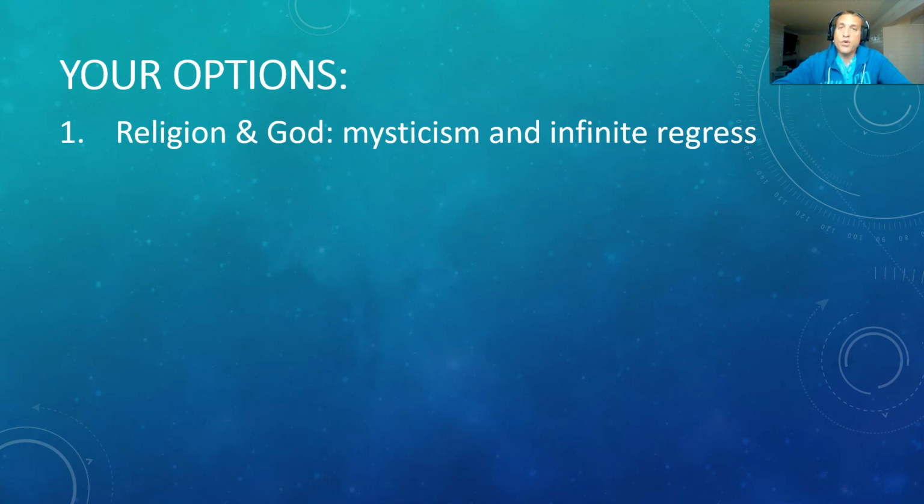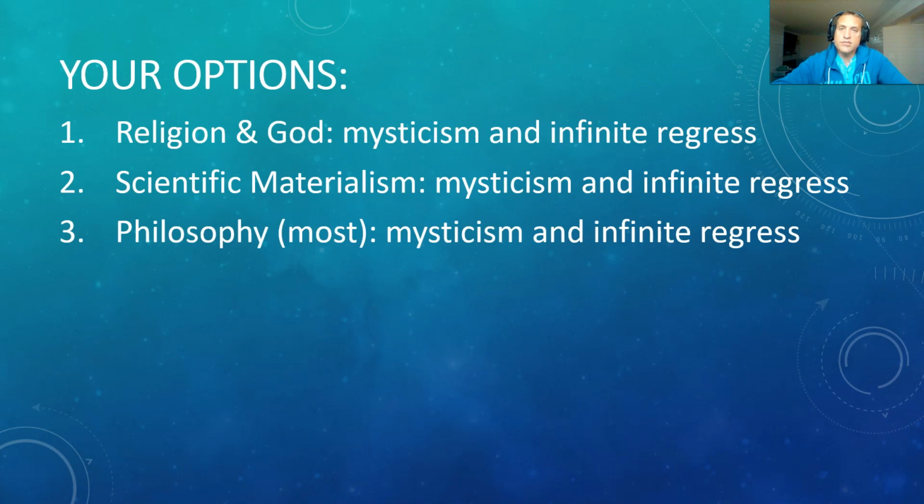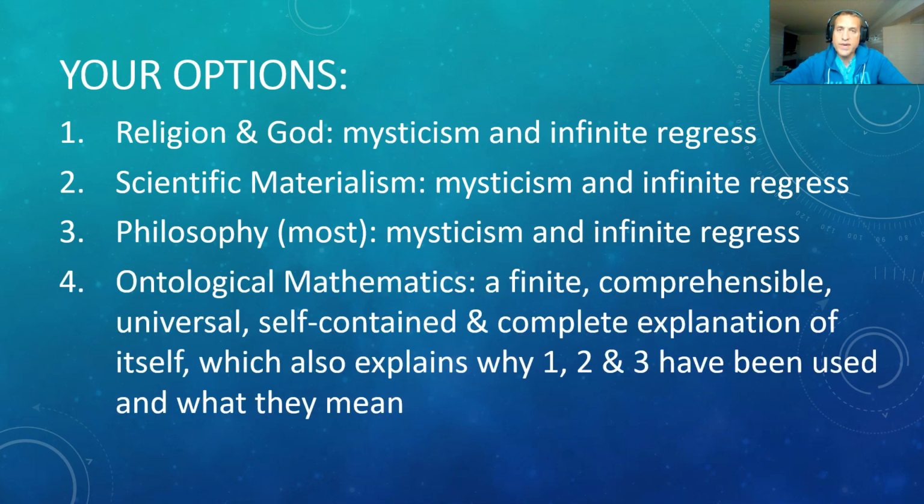But what if you want to actually understand the thing in and of itself? So scientific materialism, that is simply, as we have seen, mysticism and infinite regress as well. It does no better. In fact, it does much worse than what was attempted in the past with religion and with our concepts of God. Philosophy, mostly, again, reduced to mysticism and infinite regress. Ontological mathematics, what do you have? A finite, comprehensible, universal, self-contained, and complete explanation of itself, which also explains why 1, 2, and 3 have been used in the past and what they mean. So if it can be, is it?